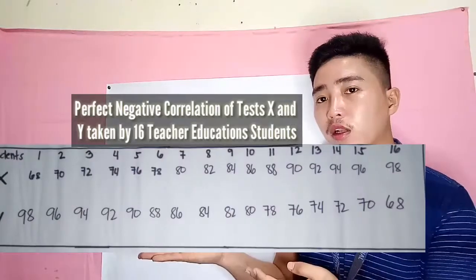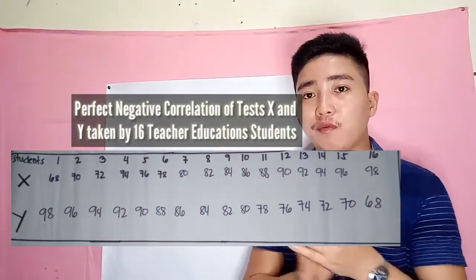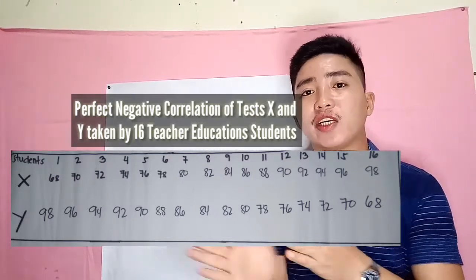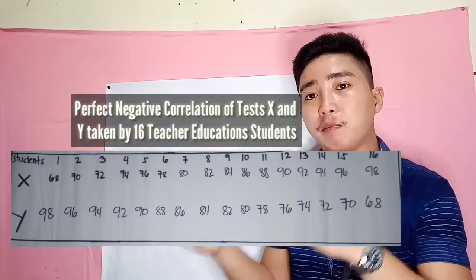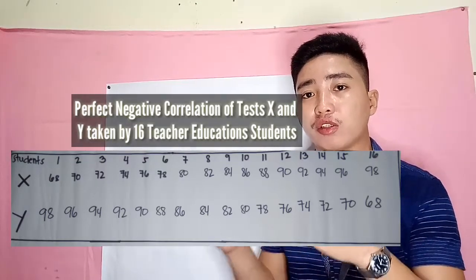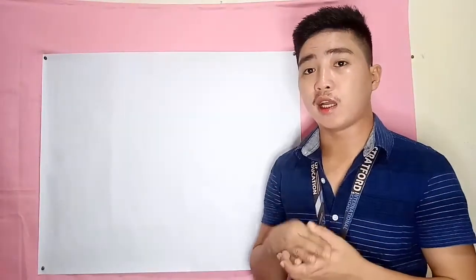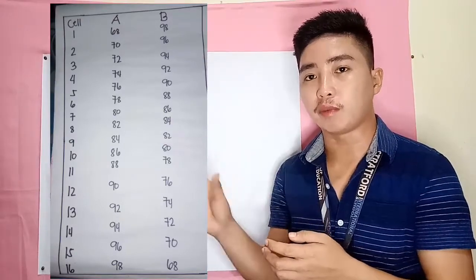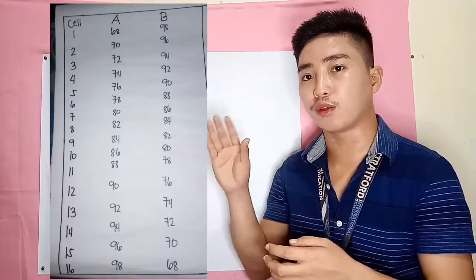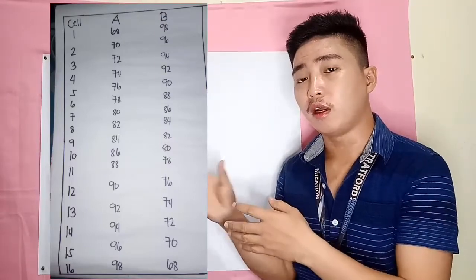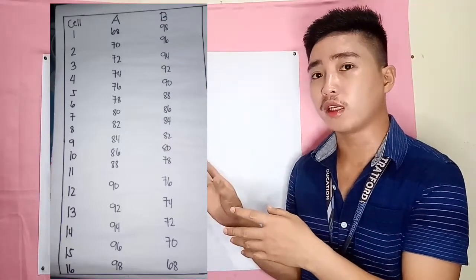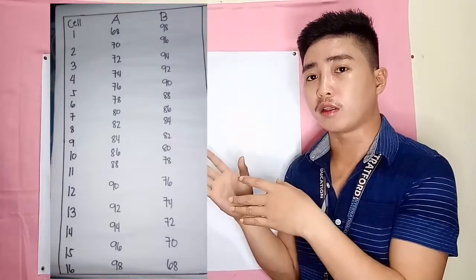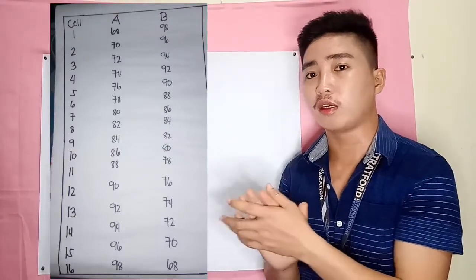So this is the table. In the table, it consists of the number of 16 teacher education students, and also an X and Y, and after the X and Y, there are the scores of the 16 teacher education students. Okay, so another table. In this table, it contains the cells A and B, which are also called the cells X and Y. It contains the number of 16 teacher education students, and also the scores of the 16 teacher education students.